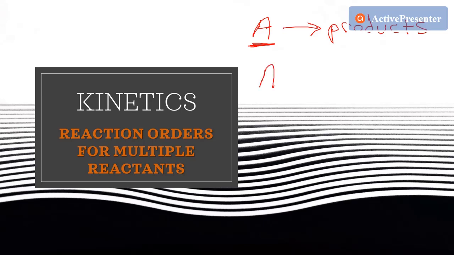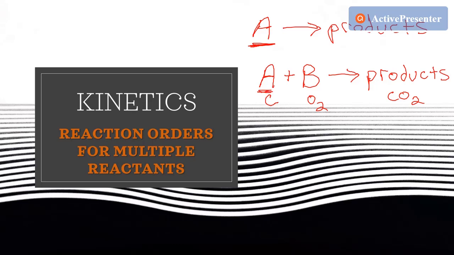We're going to have more than one reactant. So let's say we have reactant A plus reactant B, and that yields products. This is more realistic. So this could be like carbon, and this could be oxygen, and the product could be CO2, something like that. But we're just using generic A and B for the reactants right now to make this simple. So how do we determine the orders for the reactants when there's more than one reactant?